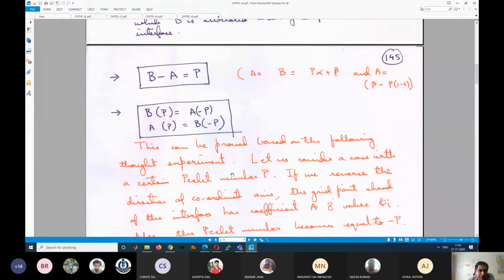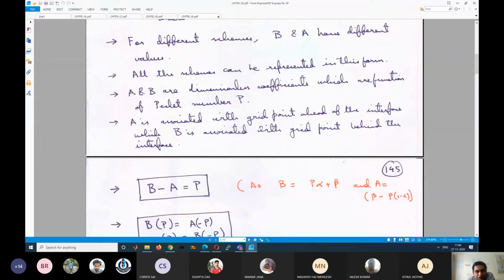The second important feature is also very important, which states that B of P is equal to A of minus P, and A of P is equal to B of minus P. This is slightly tricky to understand. What do we mean by B of P and B of minus P? It means some function of Peclet number positive, and that function of minus P.